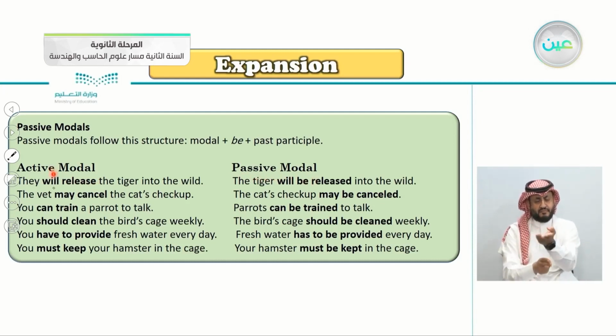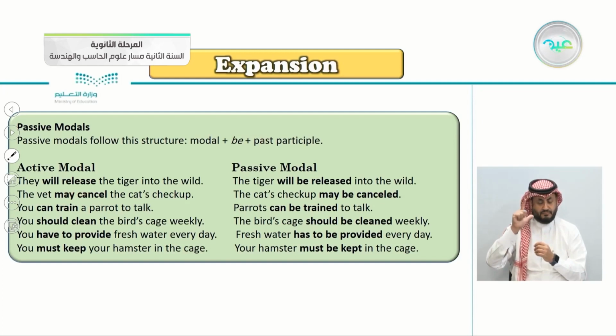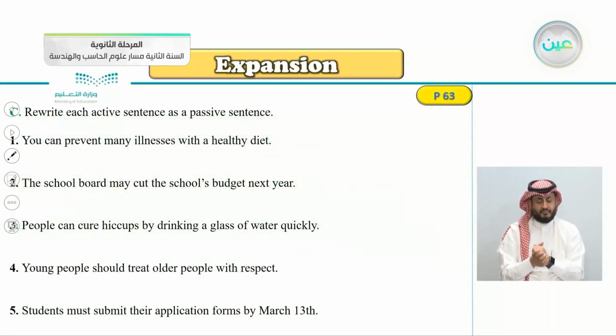So this is the active here, will release the tiger. So we begin with the object in the passive and we say will, this is the modal here, be, and here be. The past participle is released. So continue with this form. The modal will be released. May cancel here, for example. May, this is the modal, be cancelled, and so on. So let's get back, rewrite each active sentence into a passive sentence.